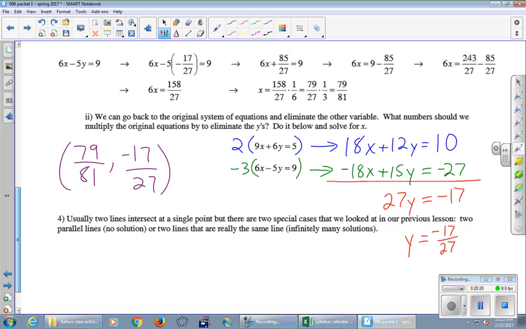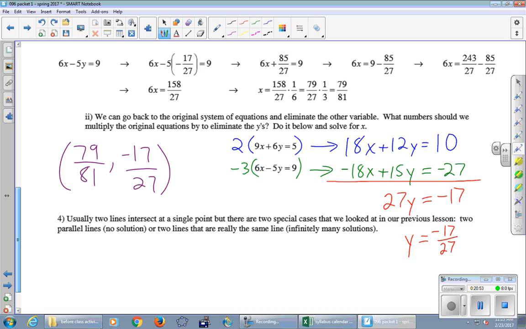Okay, just a little theoretical stuff here. Number 4, usually two lines intersect at a single point. That means there's just one solution, that's the default. But there are two special cases that we looked at in our previous lesson. Two parallel lines, how many times did they intersect? None, so no solutions in that case. And two lines that are really the same line, how many times do they intersect?